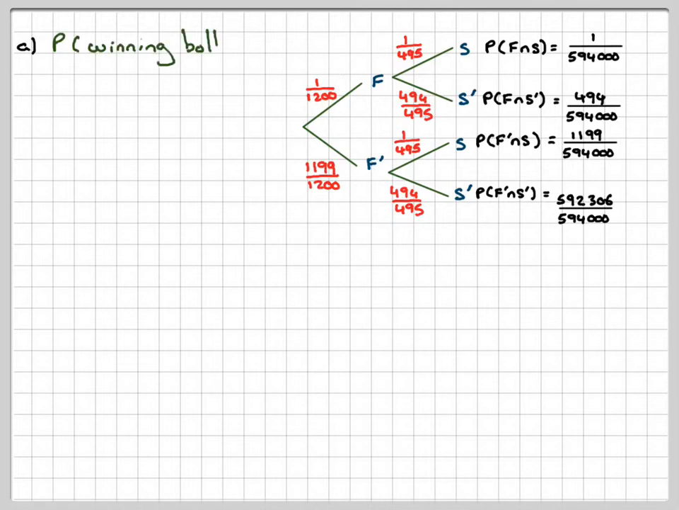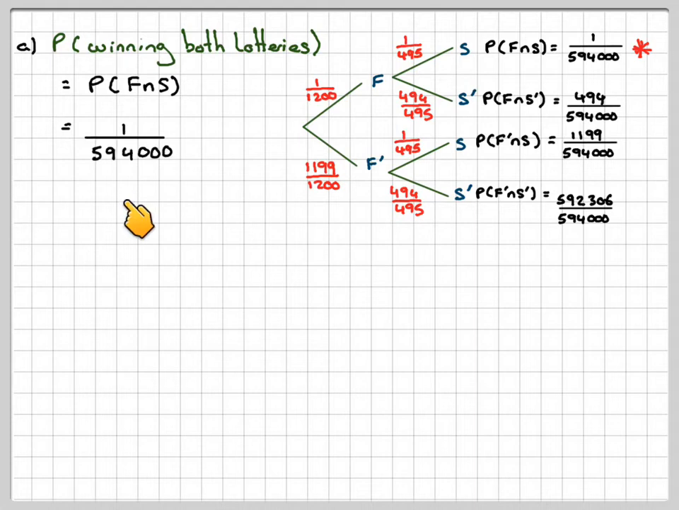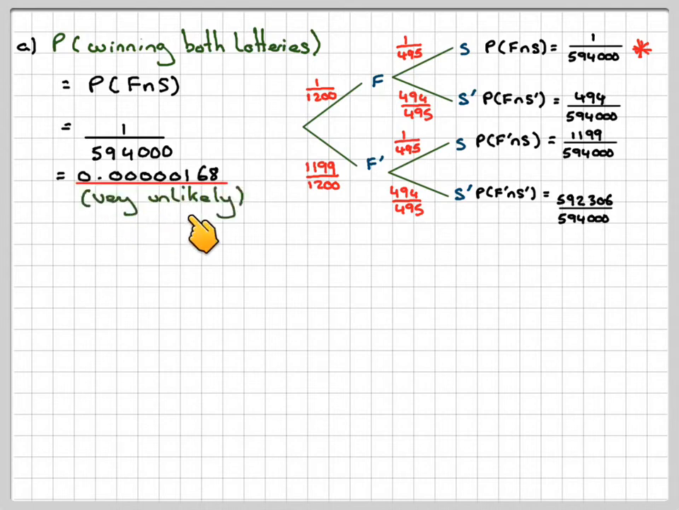The probability of winning both lotteries, you get from this one here. So that's going to be the probability of F and S, which we've already worked out to be 1 out of 594,000, and that is as a decimal 0.000001968. It's very unlikely.